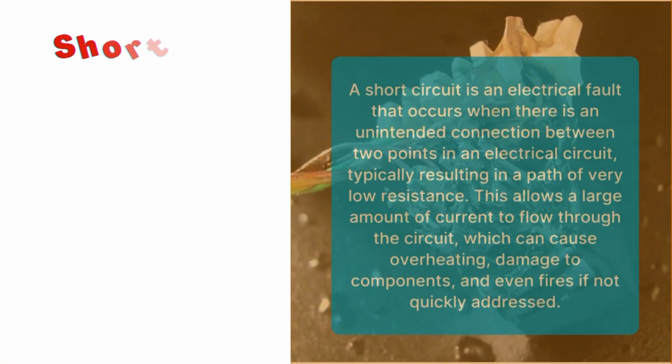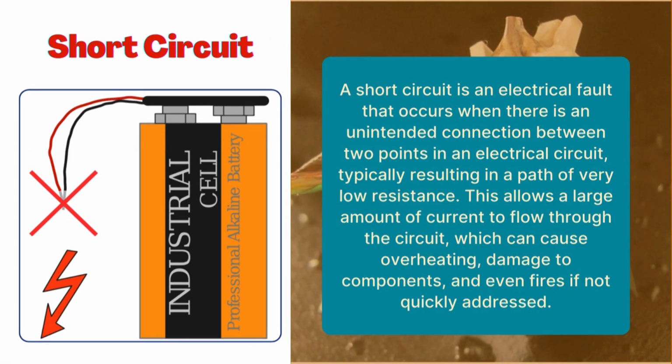Dear learners, let us now move to a very important topic in case of electrical circuits and wiring, that is short circuit. A short circuit is an electrical fault that occurs when there is an unintended connection between two points in an electrical circuit, typically resulting in a path of very low resistance. This allows a large amount of current to flow through the circuit, which can cause overheating, damage to the components, and even fires if not quickly addressed.